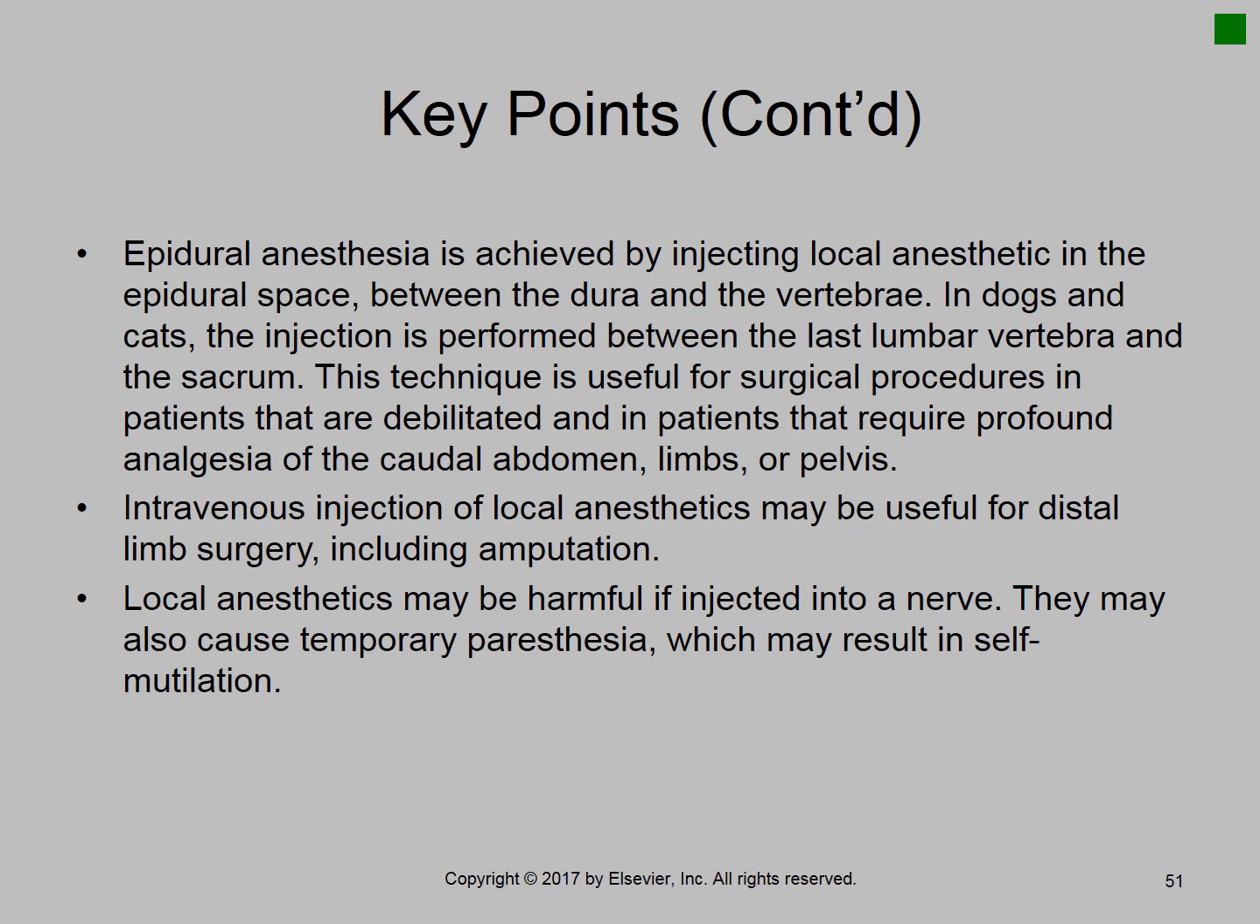Intravenous injection of local anesthetics may be useful, Bier blocks, for distal limb surgery, including amputation. And that is B-I-E-R, not B-E-E-R, blocks. Local anesthetics may be harmful if injected directly into the nerve. They may also cause temporary paresthesia, which may result in self-mutilation. Not a good thing.